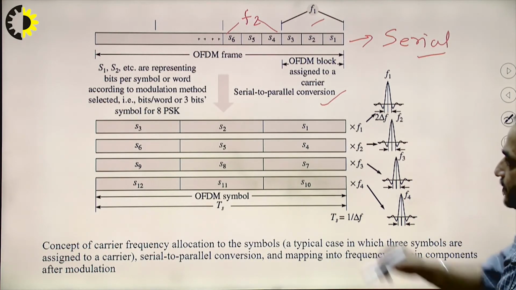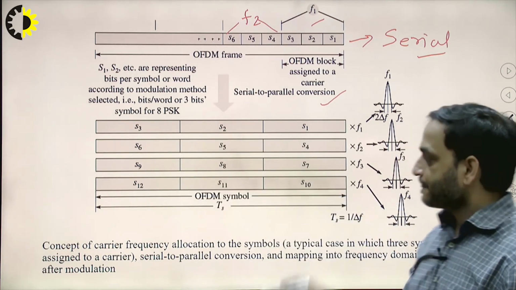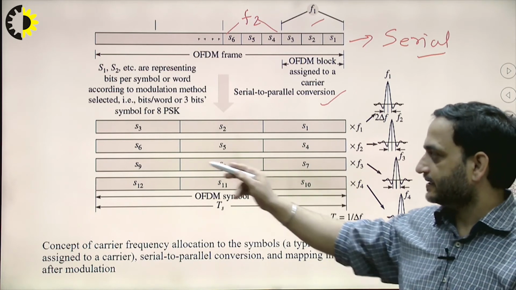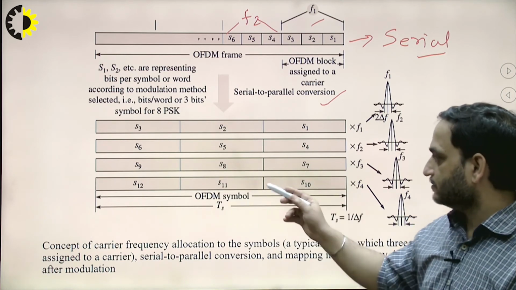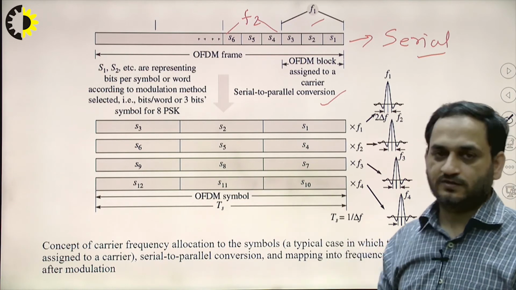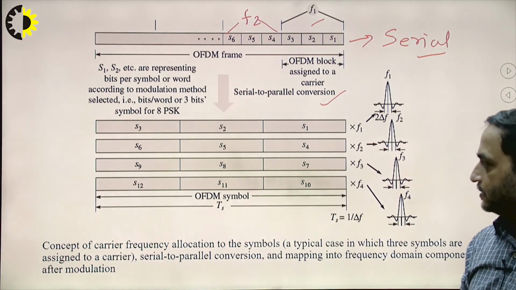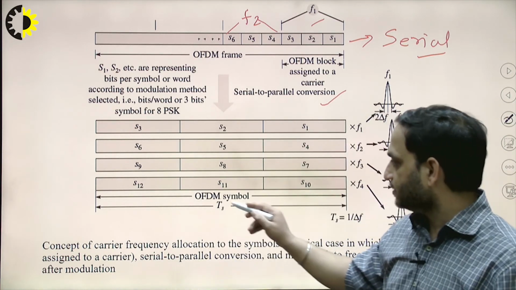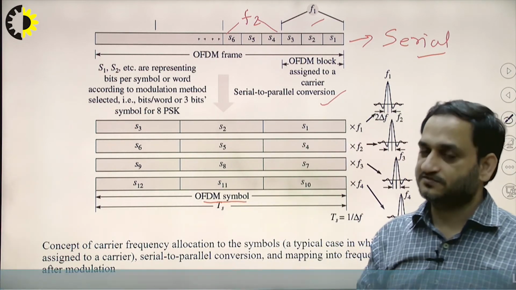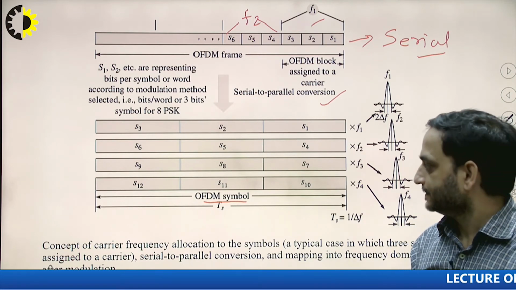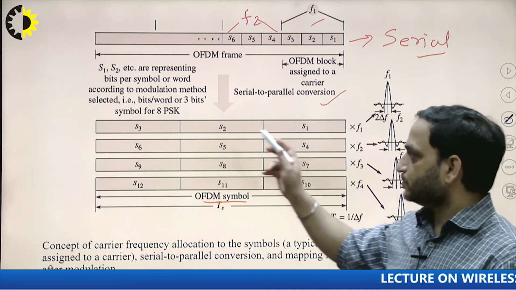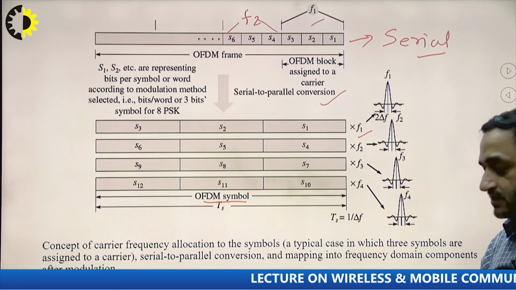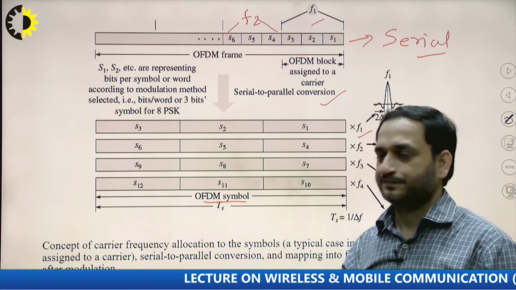So in parallel form it will be S1, S2, S3, S4, S5, S6, S7, S8, S9, then S10, S11 and S12. So in this case, this complete set is called the one OFDM symbol, as we have discussed previously. Okay. So we modulate S1, S2, S3 with the frequency F1. Modulation means simple multiplication of the symbols with the carrier frequency.